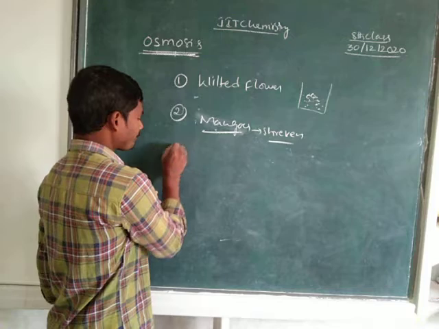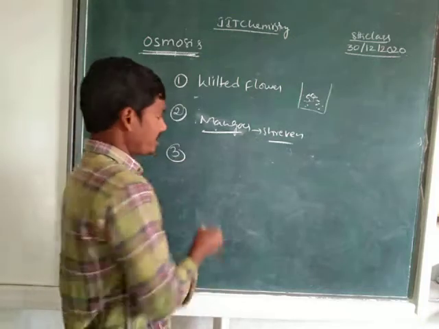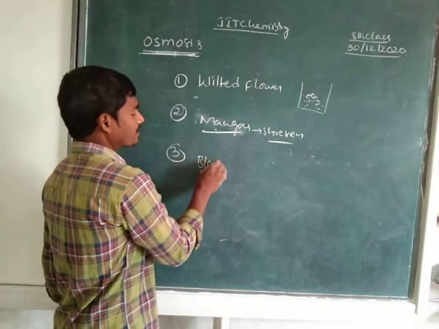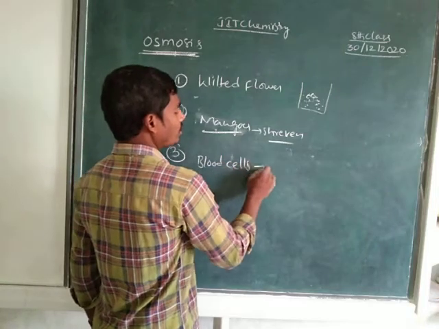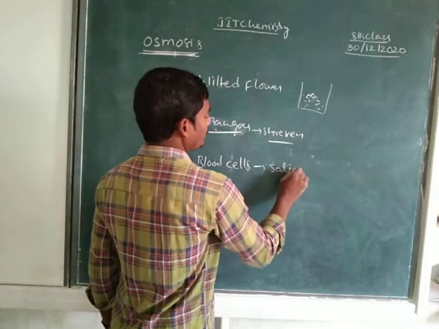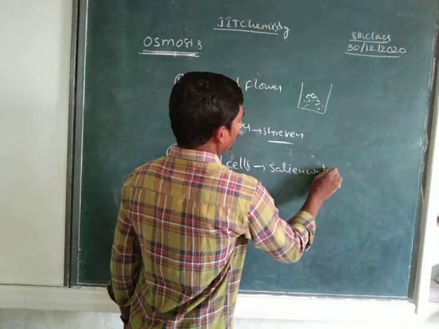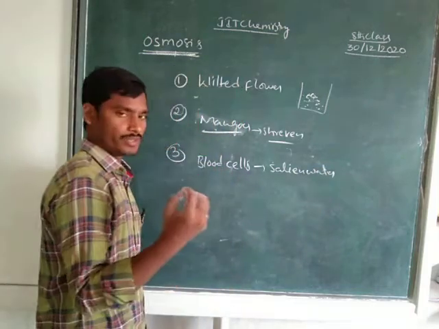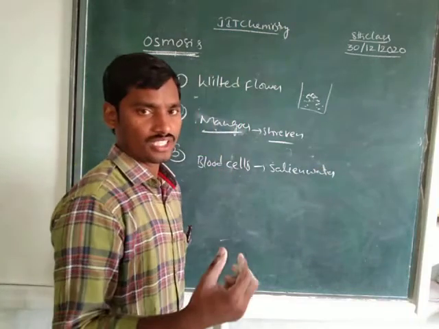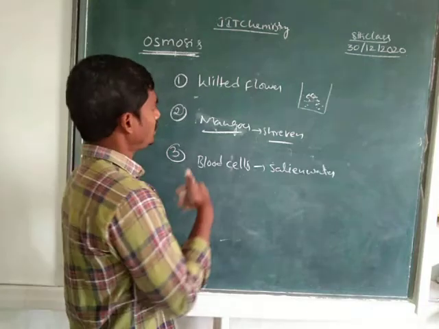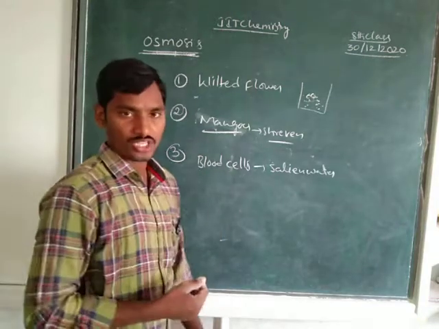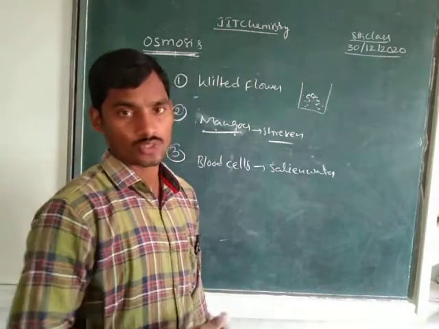And third one, when we take our blood cells and keep them in saline water, then what will happen here? Our blood cells will swell, because water will enter into the blood cells. Right children? So these are the daily life applications we have observed in our day-to-day life. Those are examples of osmosis.